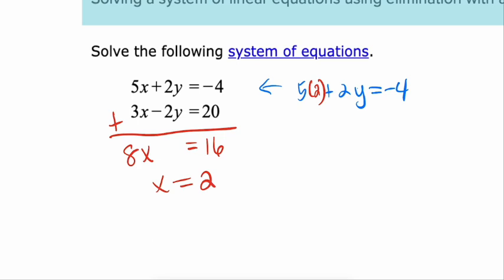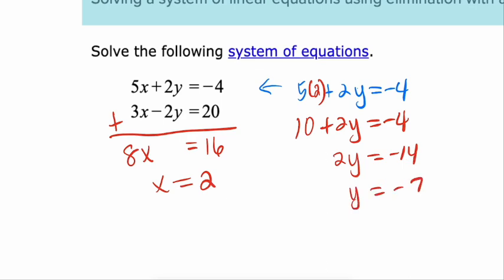So take out your x value, plug in a value of 2. We get 10 plus 2y equals negative 4. Now you're going to move that 10 over first before you deal with the 2. So you're going to subtract 10 from both sides. We get 2y equals negative 14. So y equals negative 7. So your answer should be written as an ordered pair. So that is the pair 2, negative 7.